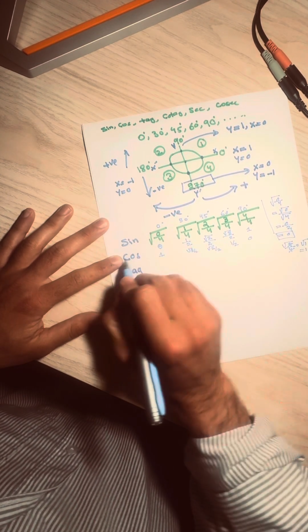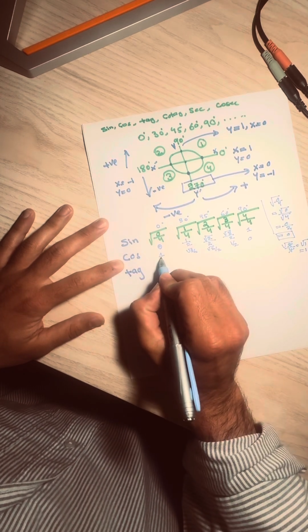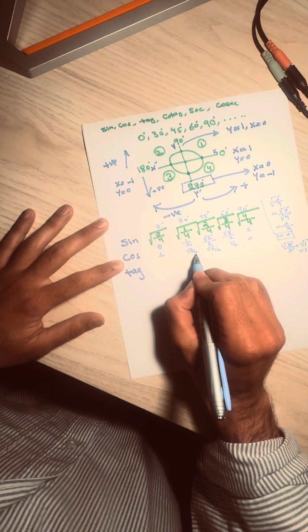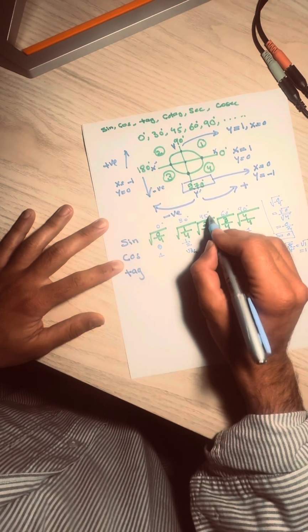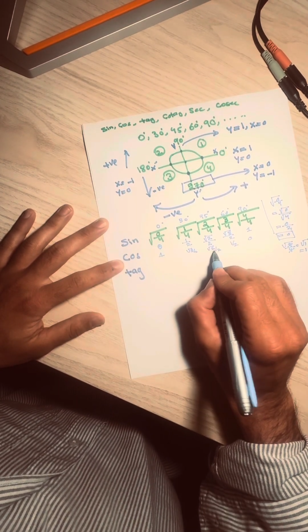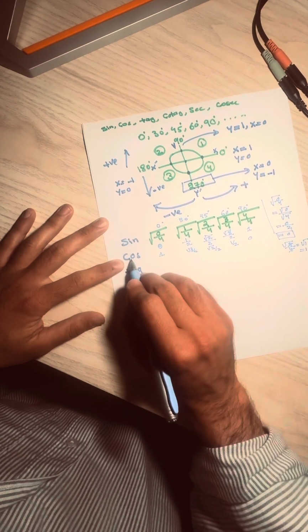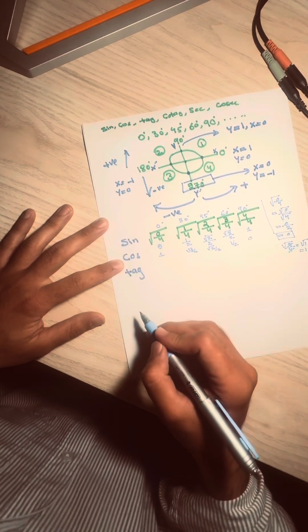You got this? Now see, cos of 0 is 1. Cos of 30 degree is root 3 by 2. Cos 45 degree is root 2 by 2. Cos 60 degree is 1 by 2. Cos 90 degree is 0.